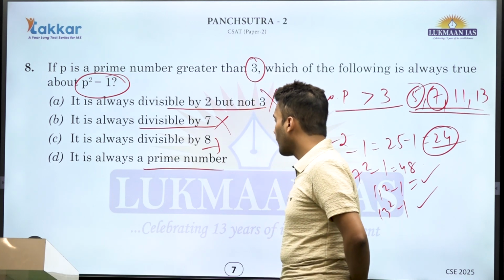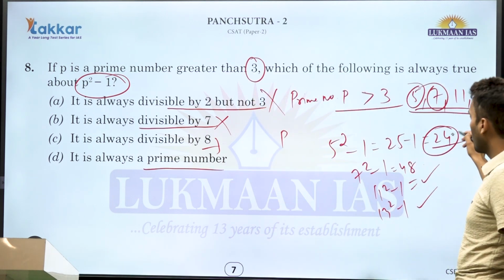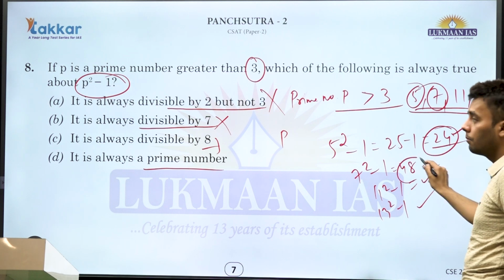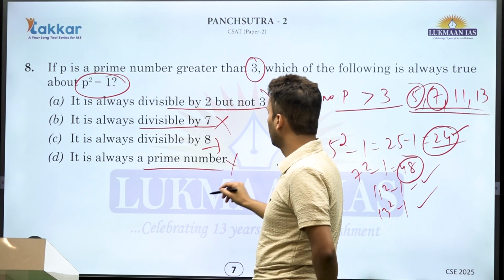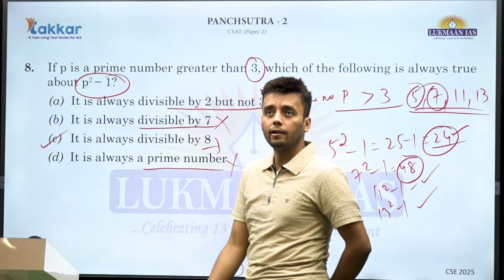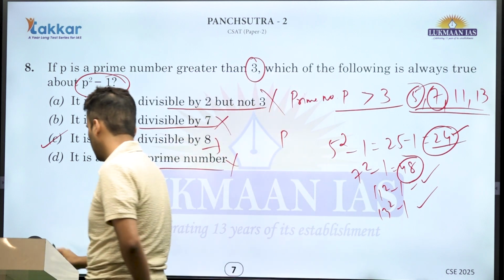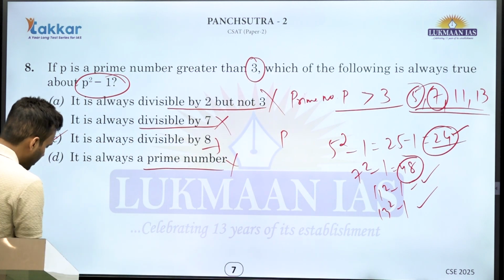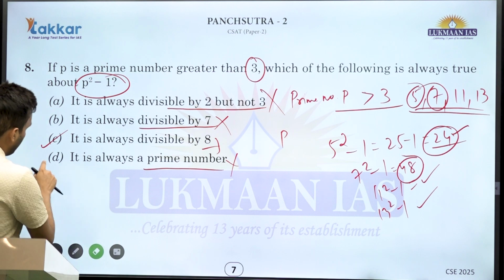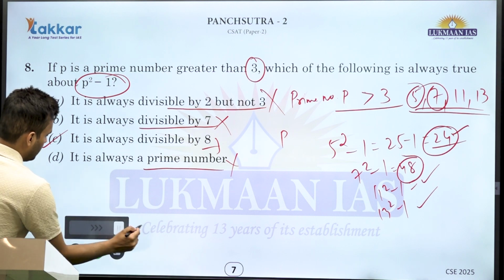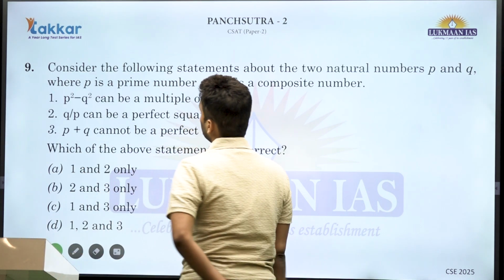It is always a prime number. Is it a prime number? No. Is this a prime number? No. So C is the right answer. This is the quickest way to solve this question. Just do hit and trial and error and you will deduce the right answer. Now let's move on to the next question.